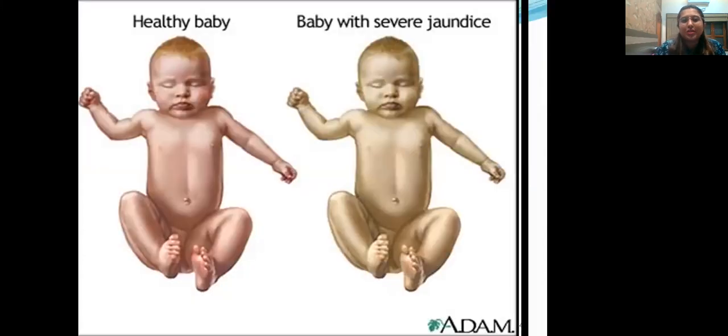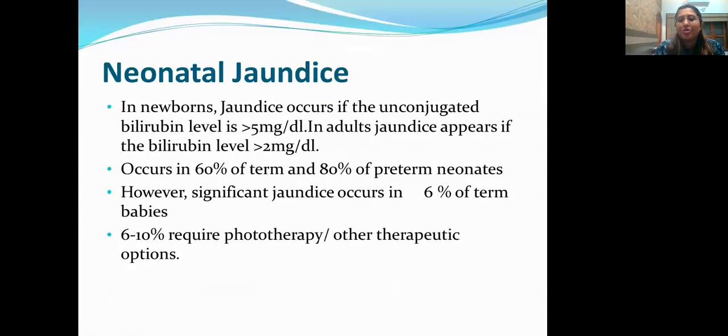So this picture shows a healthy baby who is pink and nice, whereas the right side is a baby with severe jaundice with the yellowish jaundice hue. Now coming to neonatal jaundice proper, in newborns, jaundice occurs if the unconjugated bilirubin level is more than 5 mg per deciliter, whereas in adults, jaundice appears when the bilirubin level is more than 2 mg per deciliter.